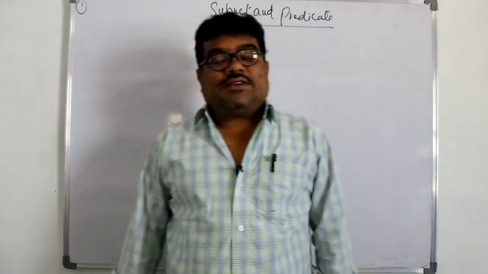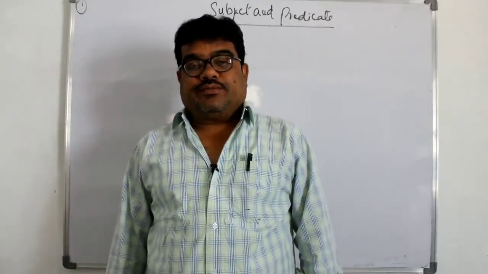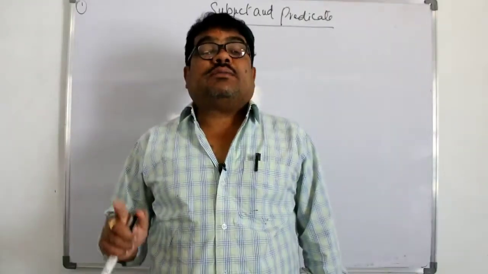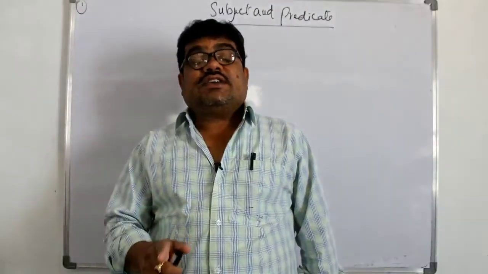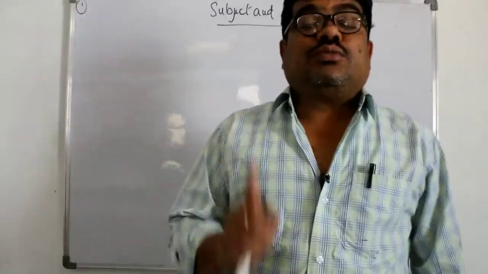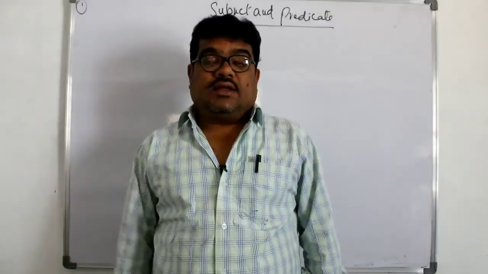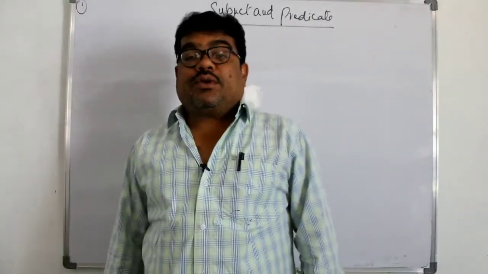Generally, when we write or speak, we use words in groups. The group of words which makes complete sense is called a sentence. A sentence essentially has two parts, that is a subject and a predicate. Now the question is, what is a subject and what is a predicate?